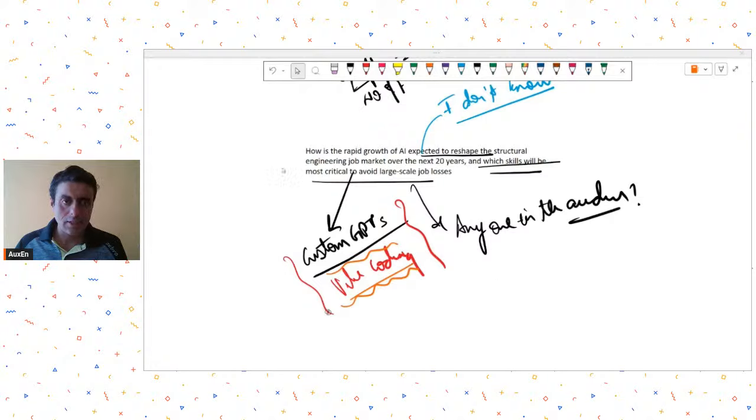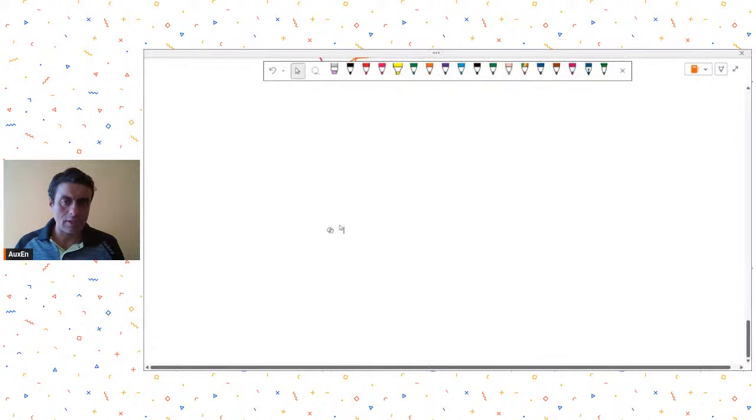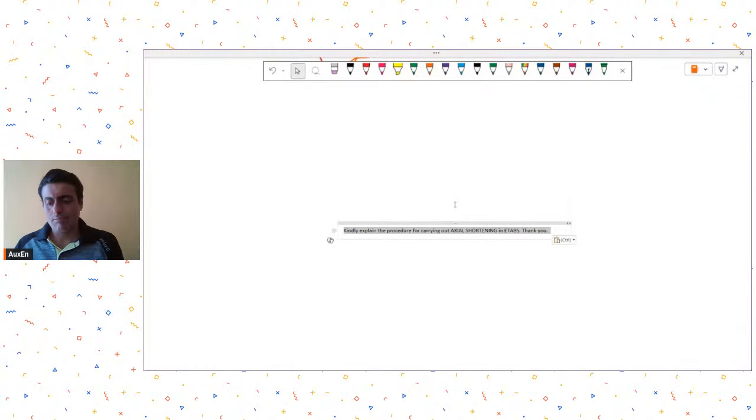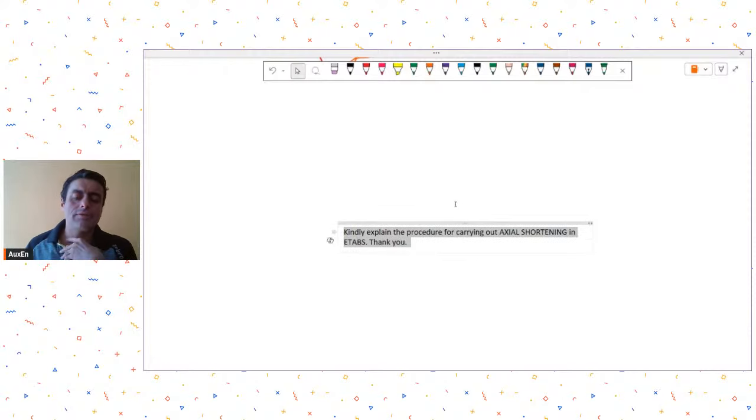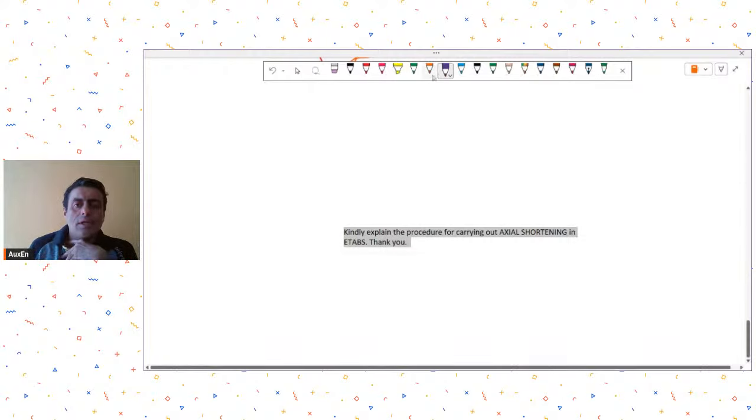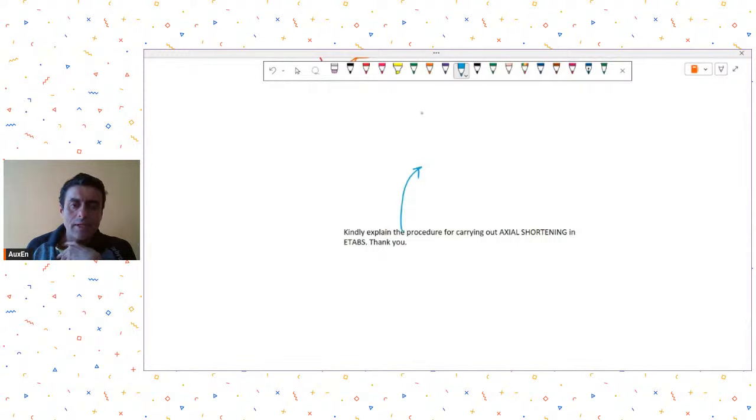Now, the next query has been asked by Engineer Nikhil. He is a working professional from Bengaluru. He is asking, kindly explain the procedure for carrying out axial shortening of columns in ETABS. In our course on tall buildings, we have covered this topic in great detail over 5-6 sessions, so I may not be in a position to tell you everything in such a short time.